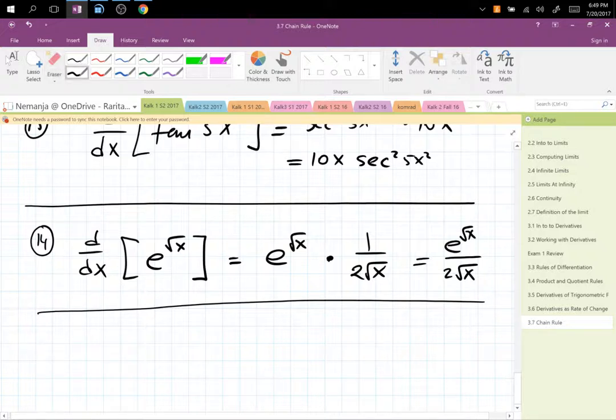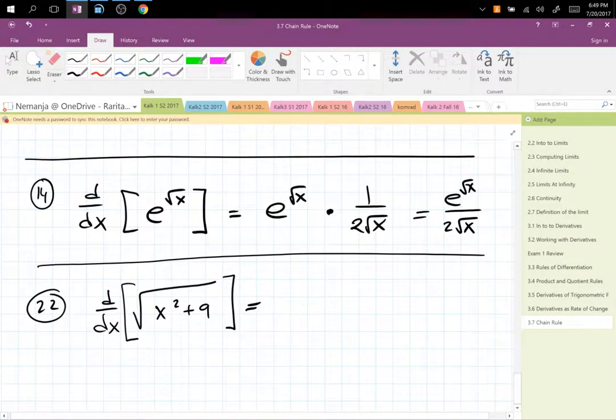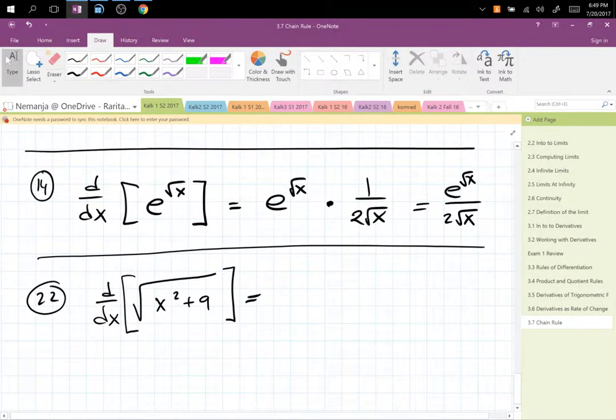Problem 22: the derivative of the square root of x squared plus 9. What's the main function? Square root of x.